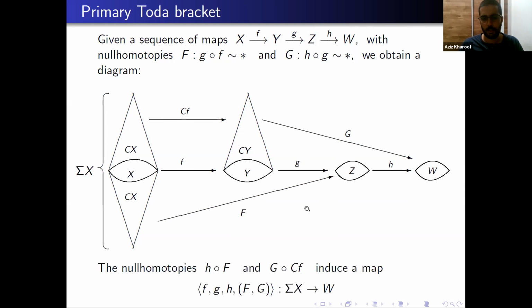Okay, this is the Toda bracket, this is the notation we use. The homotopy class of this map is called the value of the Toda bracket. We will discuss it all the time. There's just the map itself. So it's obvious that it doesn't just depend on F, G, and H. It also depends on the choices of the null homotopies. Also, I will call the maps with the null homotopies a Toda system. So if we have a Toda system like this, we get a map from the suspension of X to W, which is called the Toda bracket.